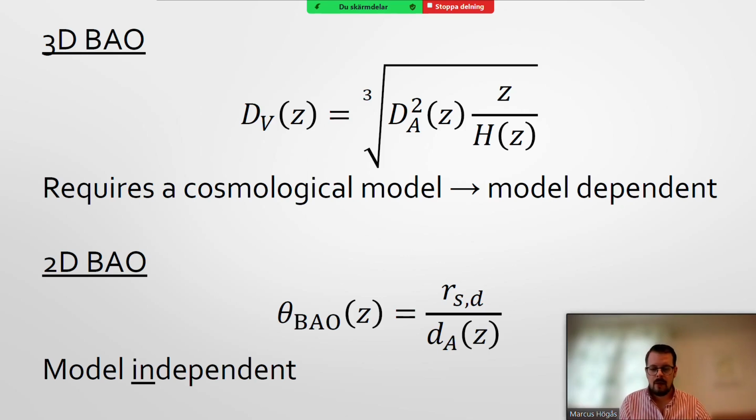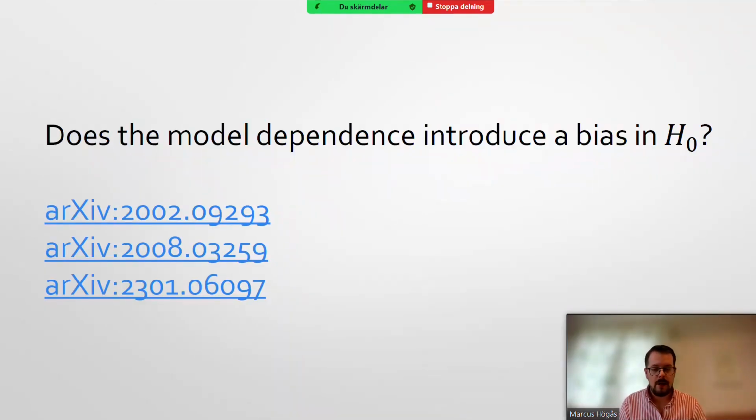And concerning the model dependence in ordinary 3D BAO data, an important question that has been raised in the recent literature is whether this model dependence introduces a bias in the Hubble constant. And as we will see now, at least in bimetric gravity, the answer seems to be yes. So let's go to the main result.